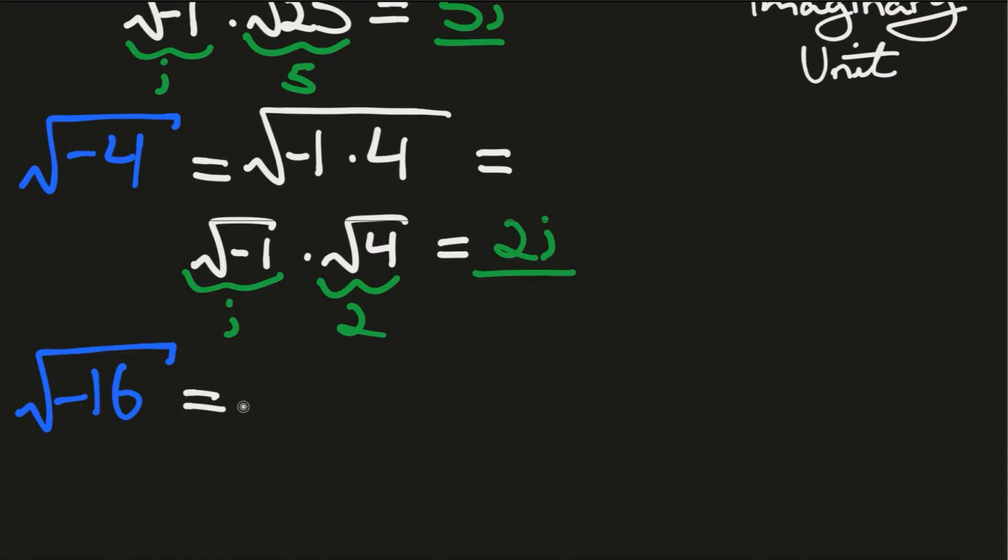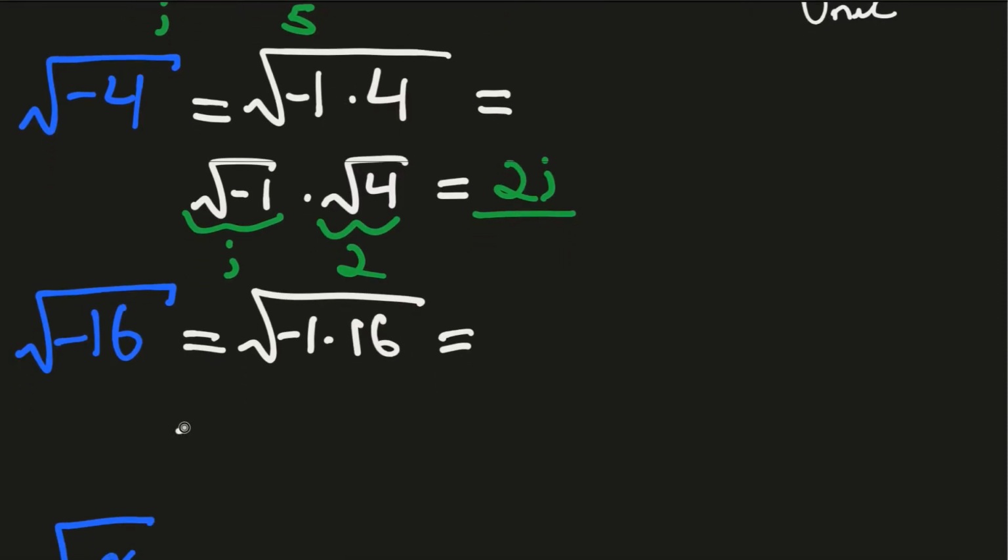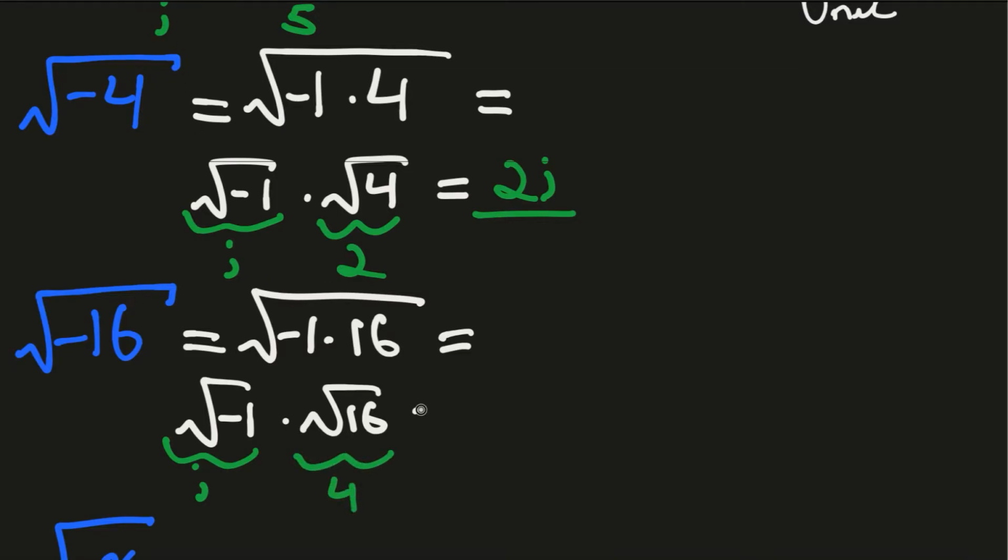Square root of -16. Again, break this down into -1 times 16, and then into two square roots: square root of -1 times square root of 16. We know that the square root of -1 is i, our imaginary unit, and the square root of 16 is 4. Therefore, our answer is 4i.